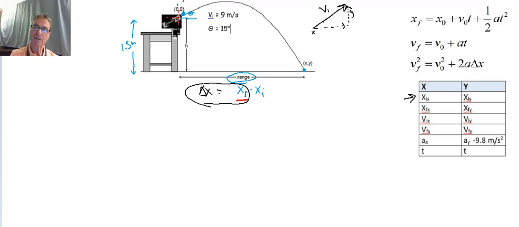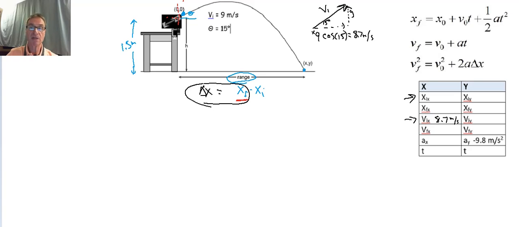Well, if this is my angle, and this is 15 degrees in here, I can break this up and say that the cosine of 15 degrees times the hypotenuse, which is 9 meters per second, is going to equal the x component. Right? And when I plug that into my calculator, what I get is 8.7 meters per second. Okay? And so I'm going to plug that right into my initial velocity in the x direction, and that's going to be 8.7 meters per second. All right, so I know that.